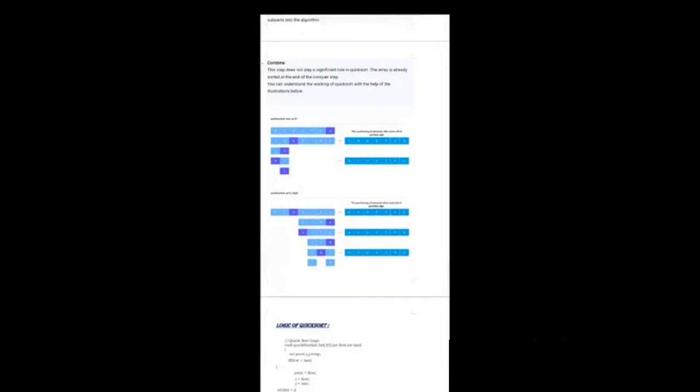You can understand the working of Quicksort with the help of the illustration below. We illustrate below to understand Quicksort. Next, the logic of Quicksort. How can you use logic in Quicksort?